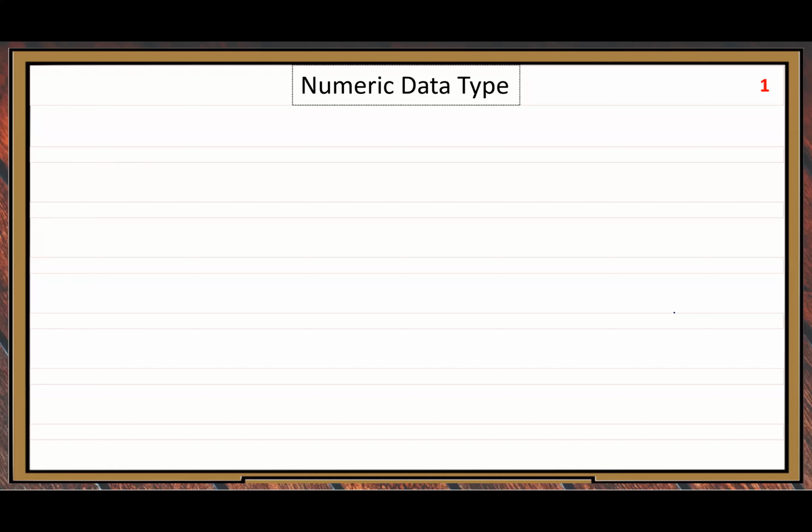I used an example last time, the university example. I talk about some simple differences between numeric data and string data. Let us look at the numeric data type first.